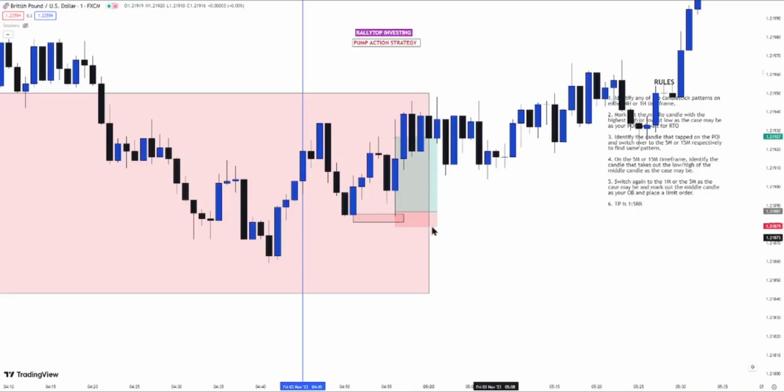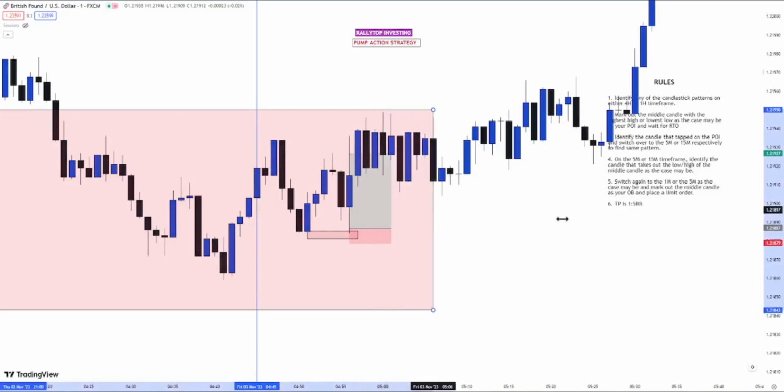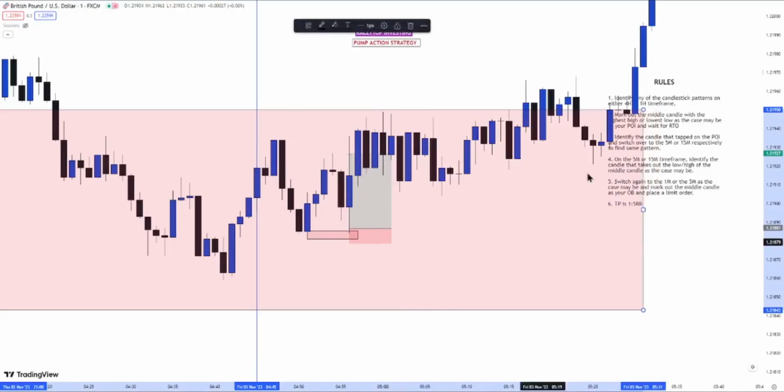Now, remember, this is your higher time frame. This is your 1H. This 1H is still valid. Please remember that your 1H is still valid to this point. So you will continue to look for trades until it gets to this point. If you go back to your 1H, you will realize it's that point.